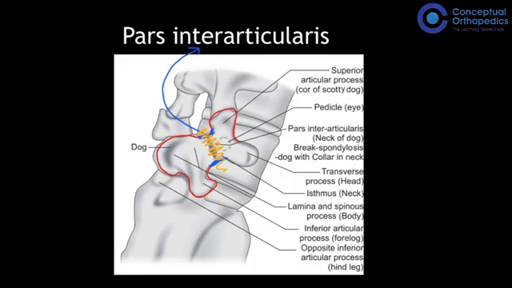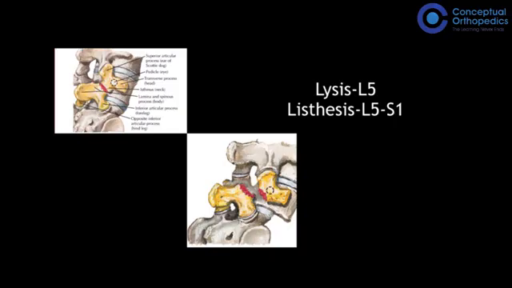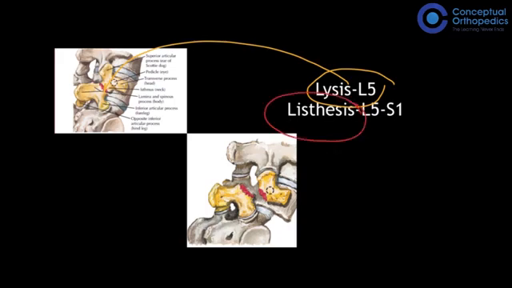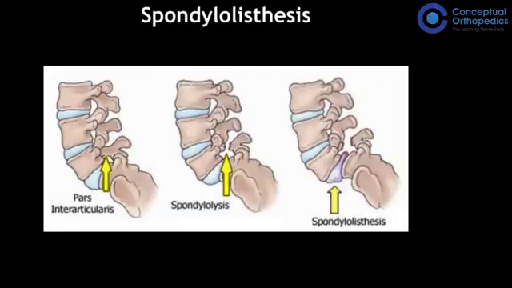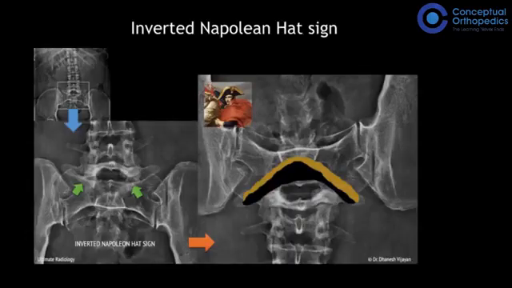Break in the neck of the dog, or dog with a collar on the neck, is a phrase to be used for spondylolysis, which most commonly occurs at the L5 level, and is then followed by the slip of one vertebra over the other, called spondylolisthesis, which occurs between the L5 and S1 vertebra, which is very, very important. So spondylolysis is a break in the interarticularis, listhesis is slip of one vertebra over the other.